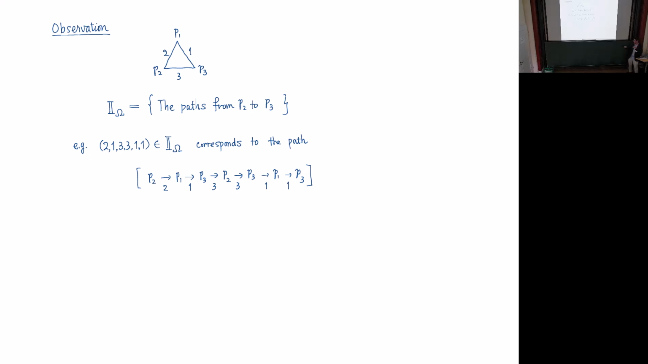My example was a little off: it should go to P3. It corresponds to the last one, to three. Exactly, it should go to P3. So P1 to P3 means 1. Okay, so this was a typo. So the zero belongs to I omega.